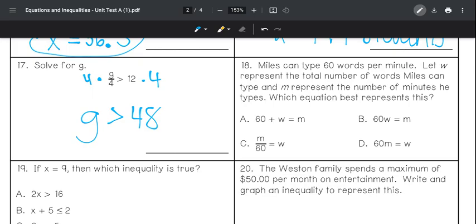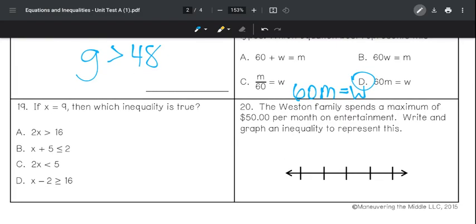Miles can type 60 words per minute. Let W represent the total number of words Miles can type, and M represent the number of minutes he types. Which equation best represents this? So no matter how long we type, we do 60 words every single minute. And you have to multiply that by how long you're typing to figure out how many words are on your paper. So the answer was D.